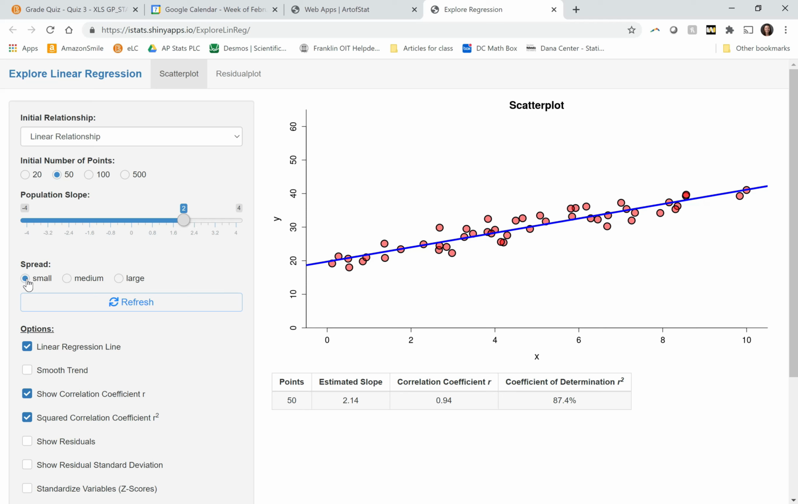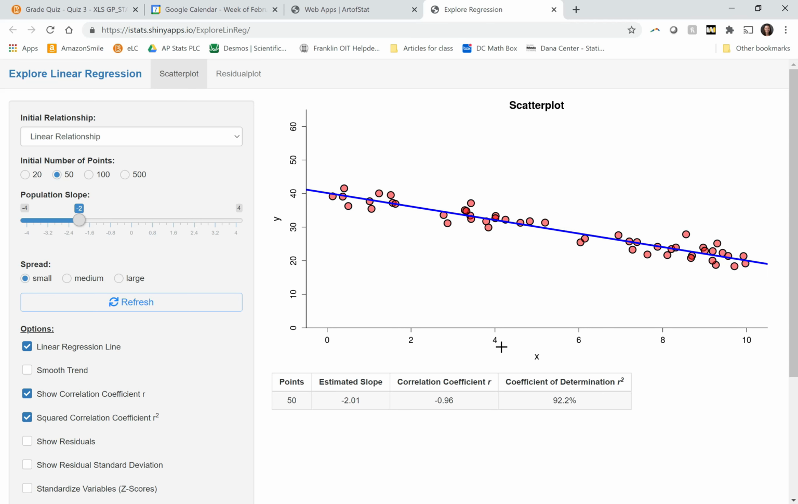In that case, your correlation coefficient is going to get larger, and so will your R squared. Notice this is a positive relationship, but if I change this and make it a negative relationship, the correlation coefficient now is negative, but notice R squared is still positive because once you square it, you always get a positive number, and that makes sense with the interpretation.